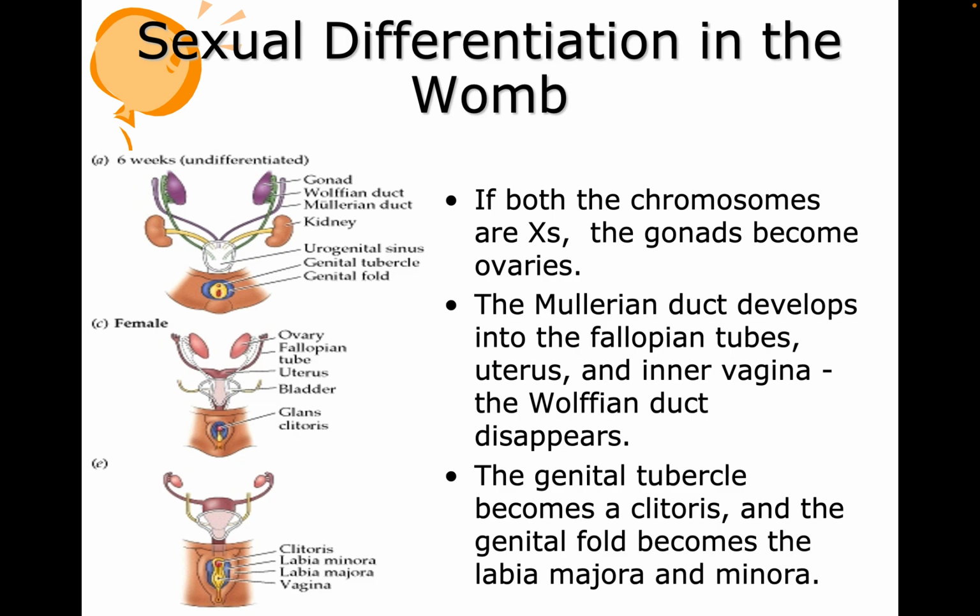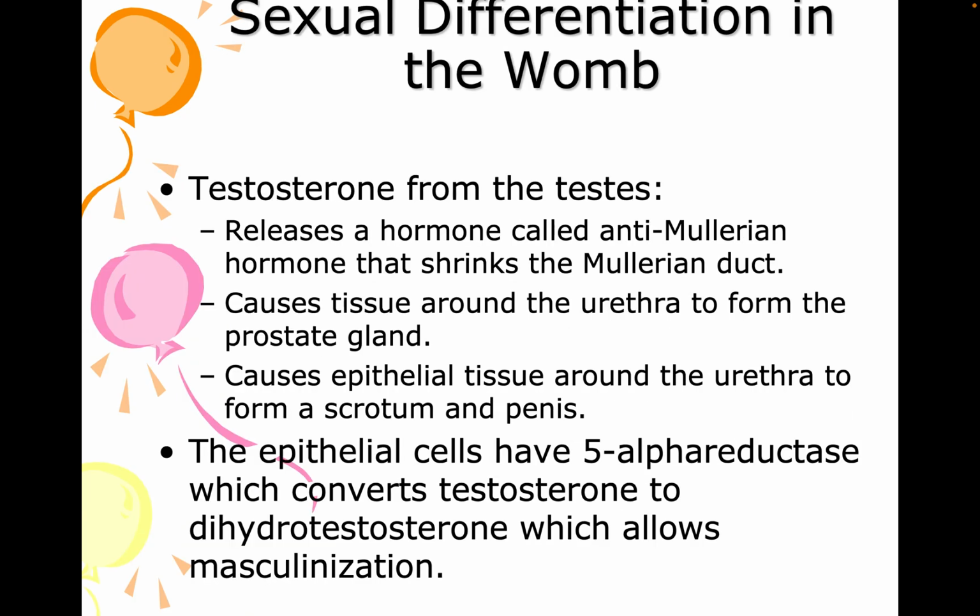So if it's a female, that structure becomes a clitoris. If it's a male, it becomes a penis. If it's a male, the testes and scrotum form, but the same structure in the female becomes the labia majora and labia minora, the two lips of the vagina, the inner and outer lips.